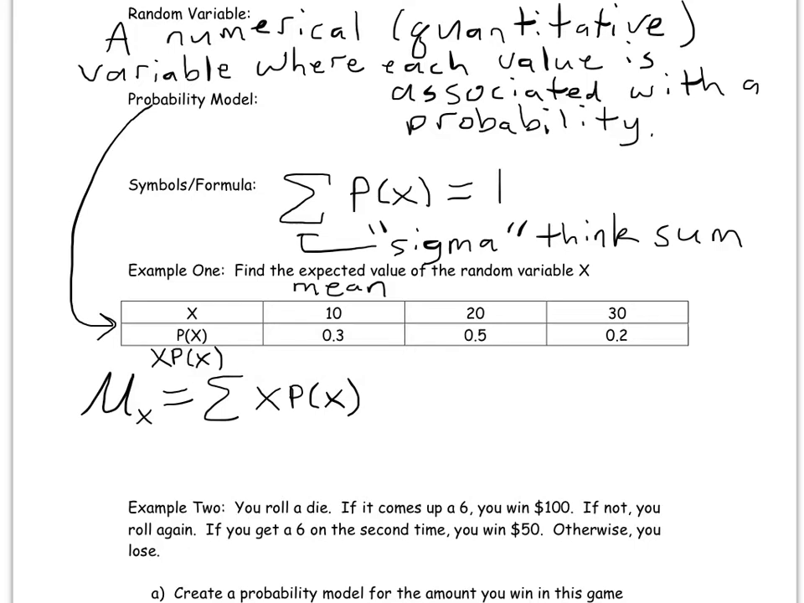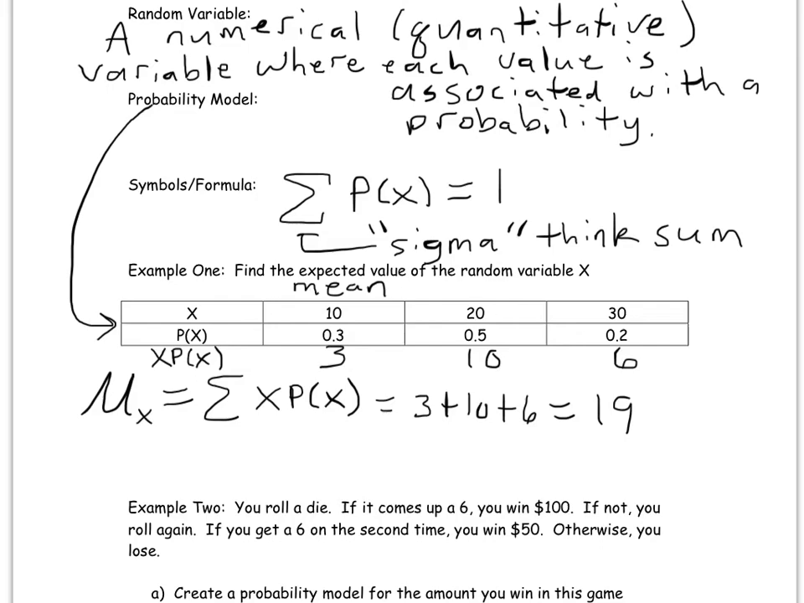So here that would be 3, and then 10, and then 6. All I did was I multiplied 10 times 0.3 to get 3, 20 times 0.5 to get 10, and 30 times 0.2 to get 6. And then I'm just going to add up all those quantities. 3 plus 10 plus 6. Sigma just means to add them all up. So 19 is the average of x, is the expected value, is the mean. All those things are synonymous.